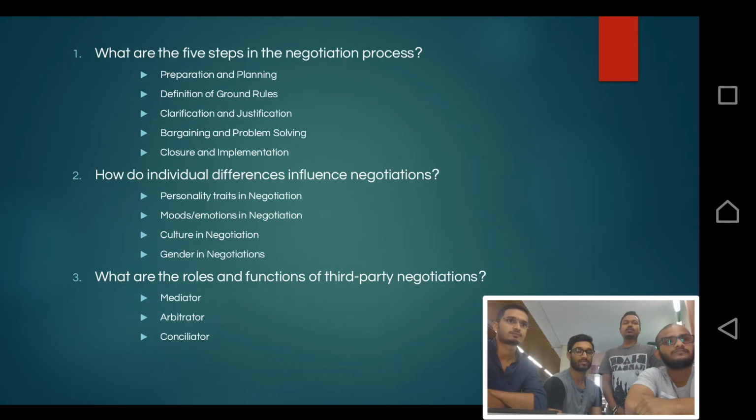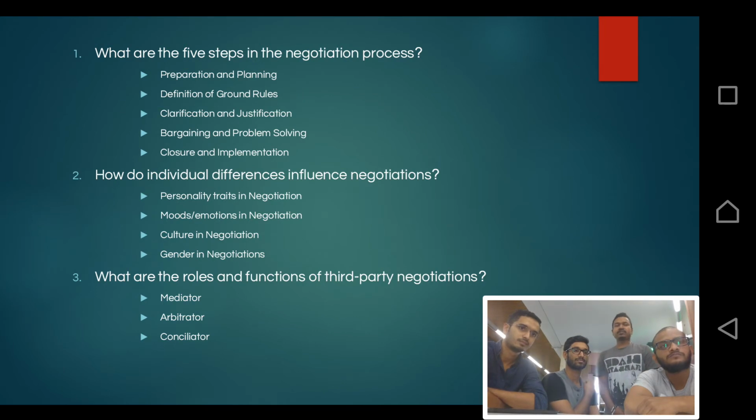Well, then let's move to the fourth question. What are the 5 steps in the negotiation process? Anyone out there? Okay, here are the 5 steps: preparation and planning, definition of ground rules, clarification and justification, bargaining and problem solving, closure and implementation. Everyone got it? Okay, cool.